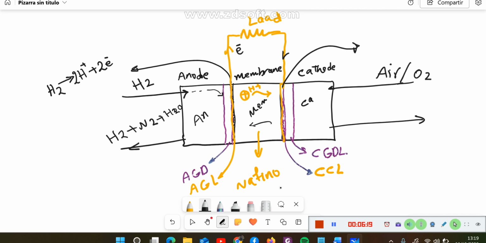What exits the stack? In the cathode side we have the air entering, and what exits is again the air, and here we include water. So we have the oxygen and the nitrogen.